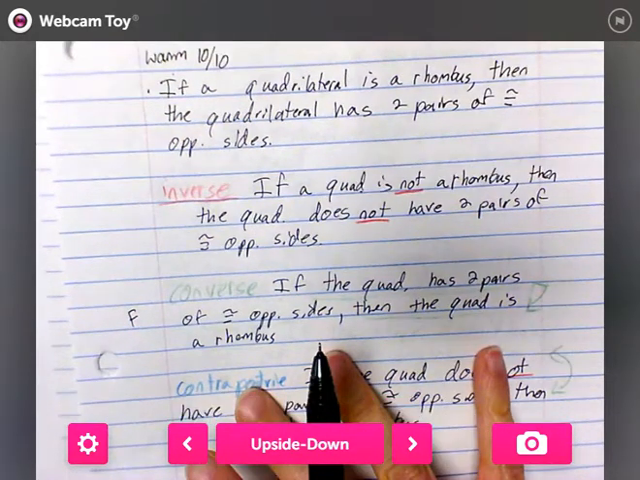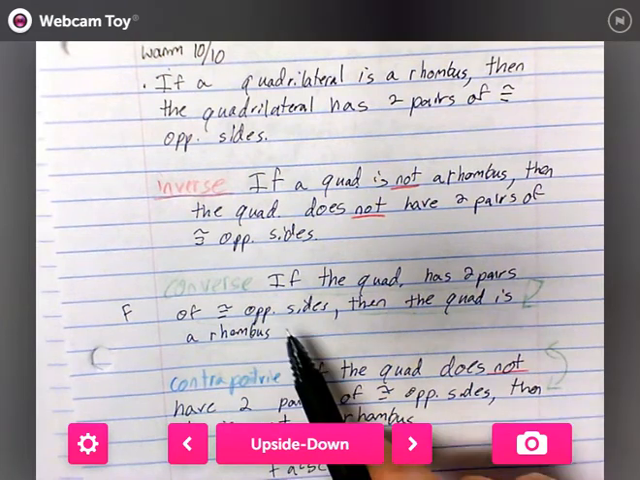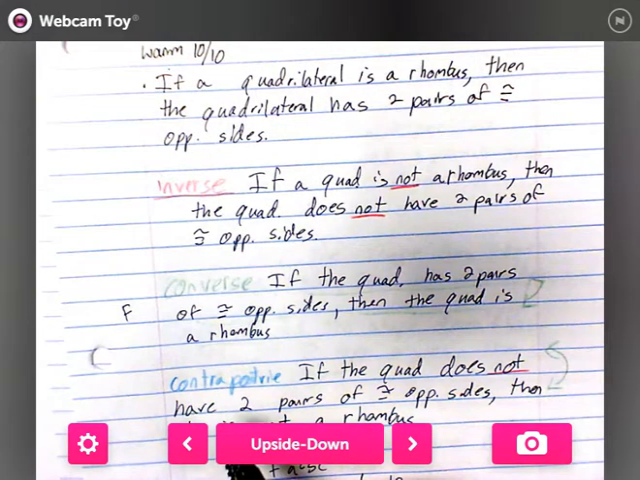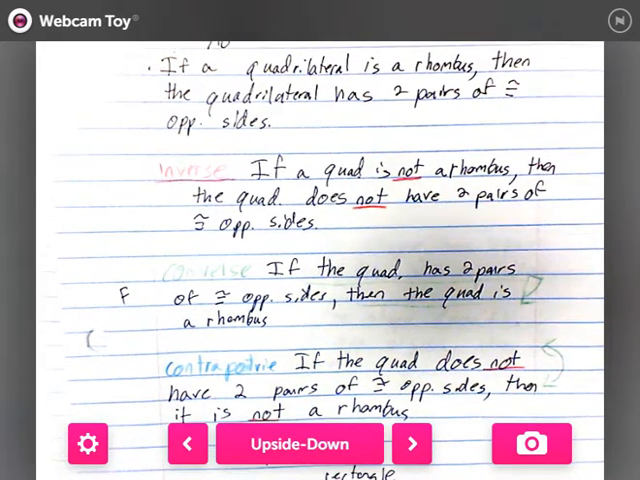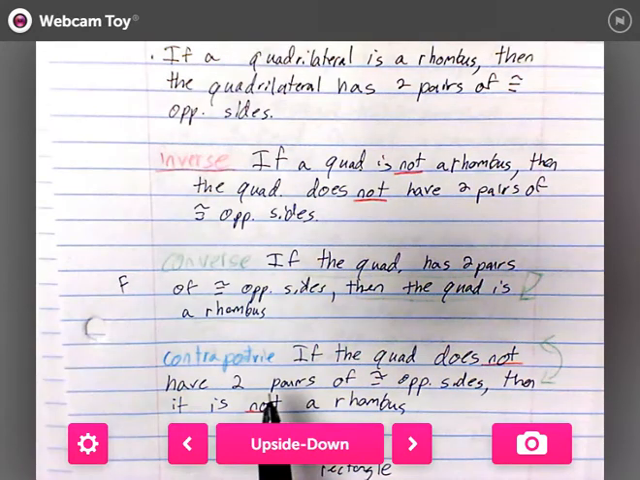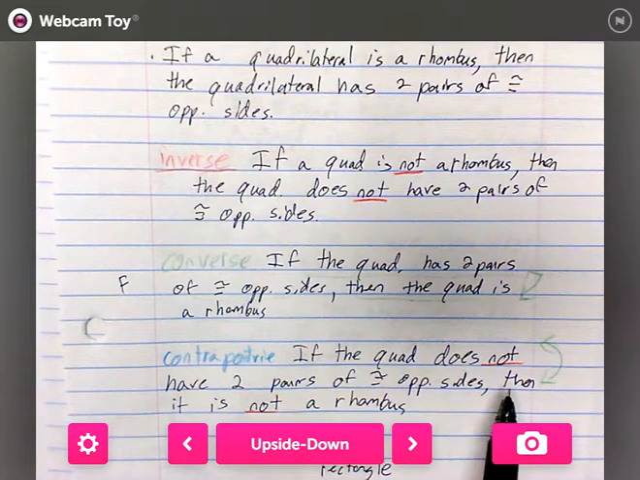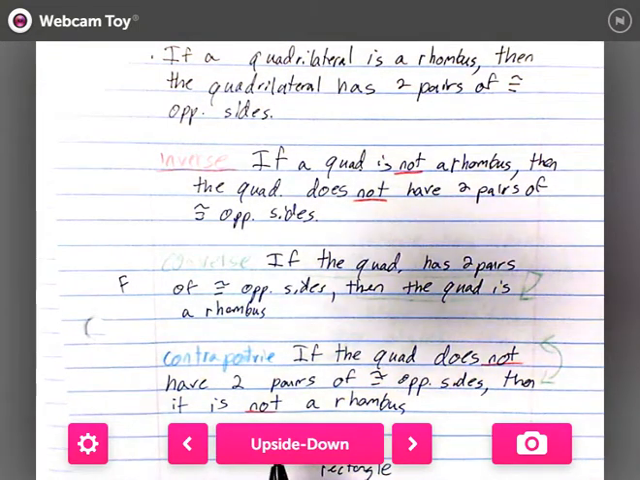Converse. If the quadrilateral has two pairs of congruent opposite sides, then the quadrilateral is a rhombus. And I'm going to move it up just a little bit so I can get contrapositive in there too. And then I'm going to stop because there's no way you could write as fast as I'm saying it, right? Contrapositive. If the quadrilateral does not have two pairs of congruent opposite sides, then it is not a rhombus. Okay?